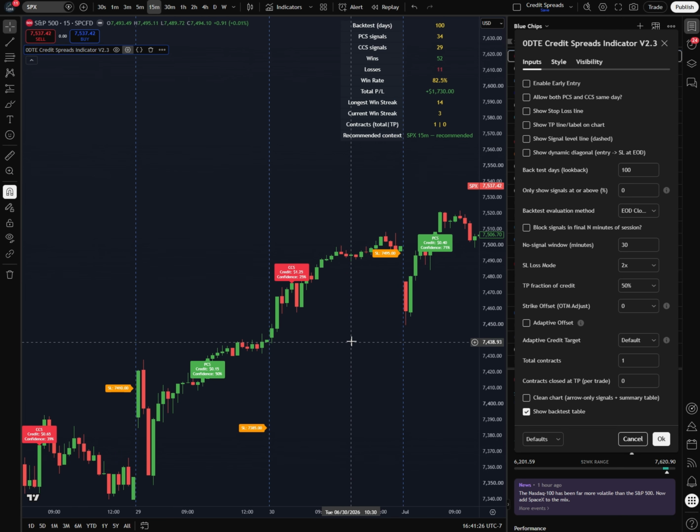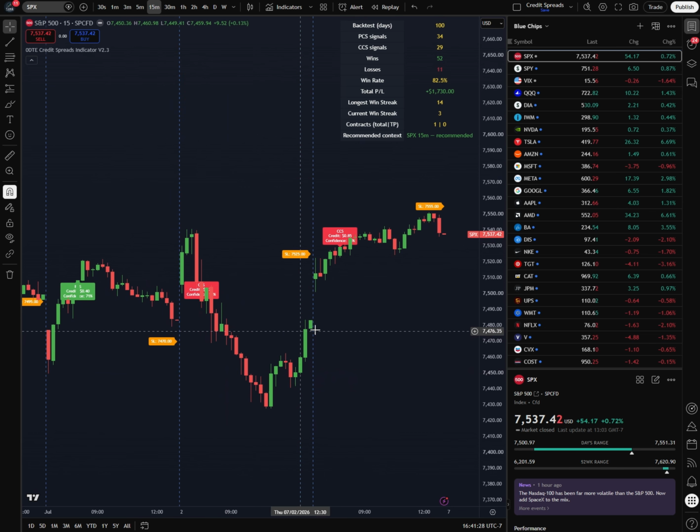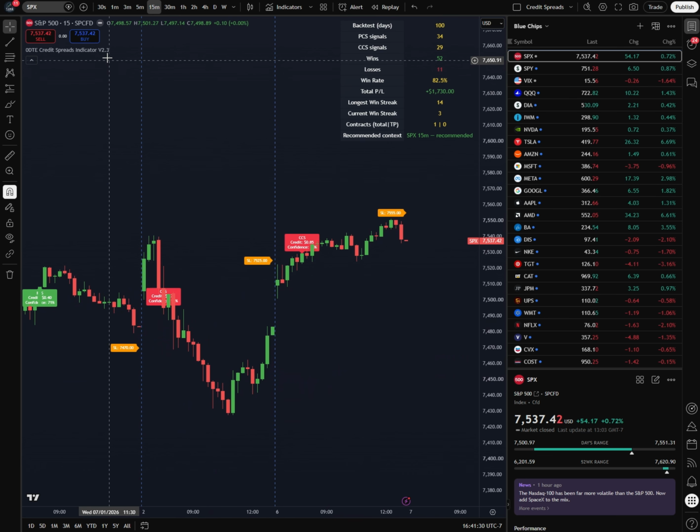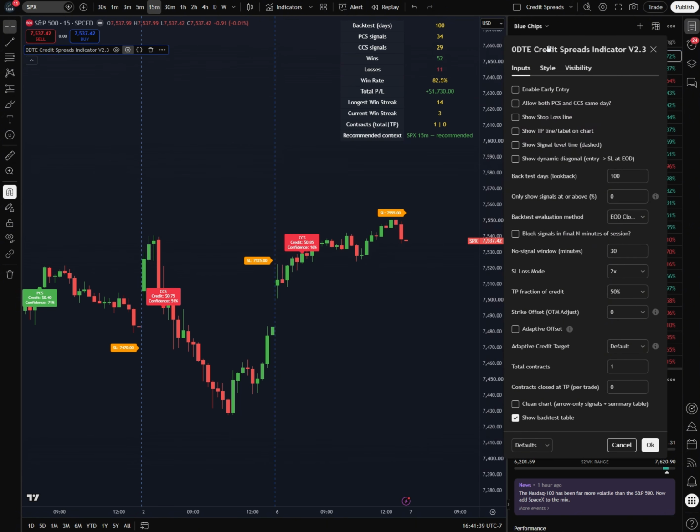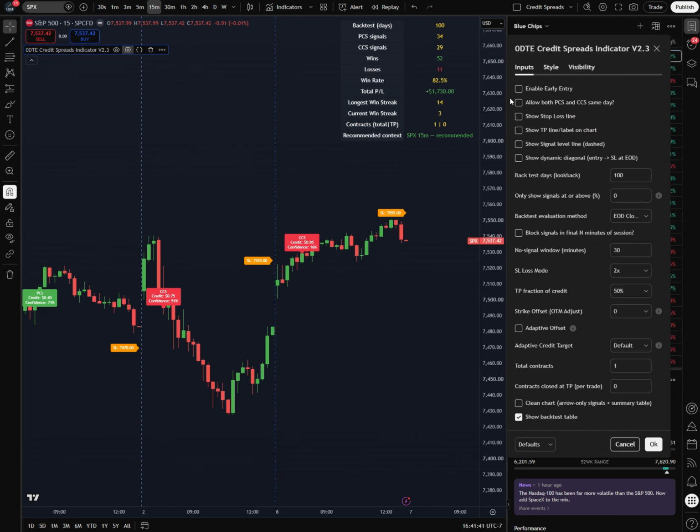So depending on how you trade, you can either have that on or off. As you know, in the first hour of the day, volatility is pretty high, credits are pretty high. So if you're the type of person that wants to take advantage of the higher credit at the beginning of the day, you can do that. But if you want to play it a little bit safer and not take advantage of that higher volatility, then turn it off.